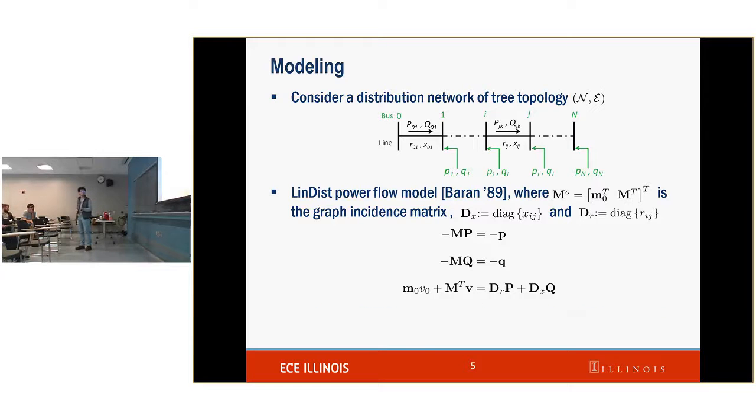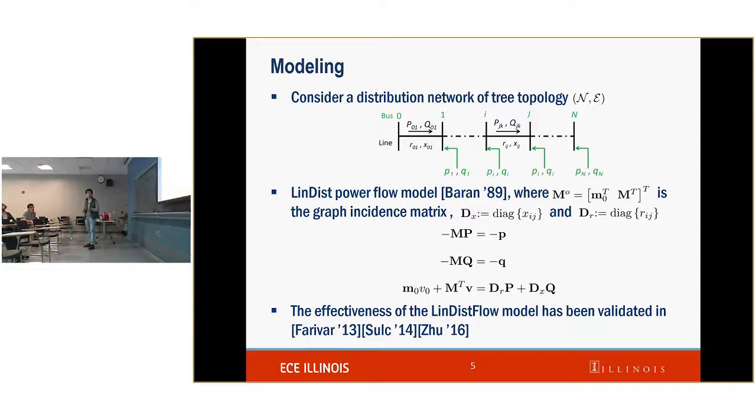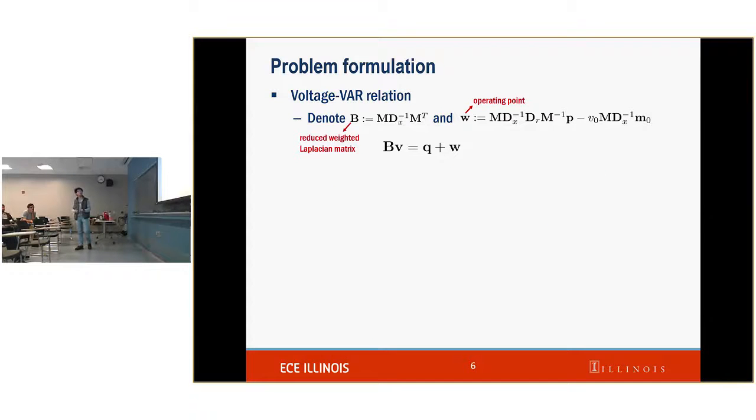And although this is a linearized power flow model, just an approximation, its effectiveness has been validated in a bunch of works. So we stick to this model in our work. And by manipulating these linear power flow equations, we obtain the relationship between the var injection Q and the voltage magnitude V. And we finally arrive at this important relation: V is equal to XQ plus V bar. The V bar here is just a constant vector that captures the operating point of the system, which is determined by the real power injection p and the voltage level at the feeder V0 and all the other parameters of the system. And we have a very nice property.